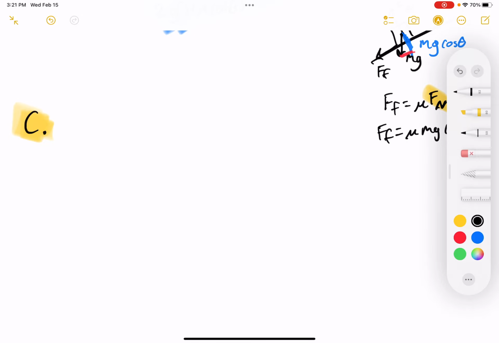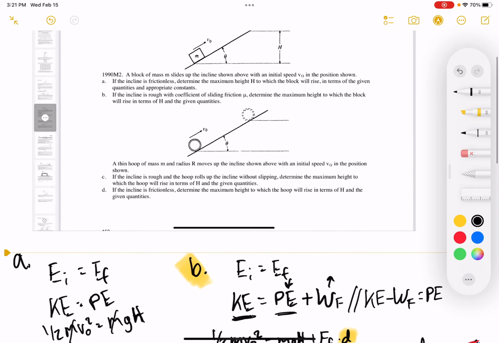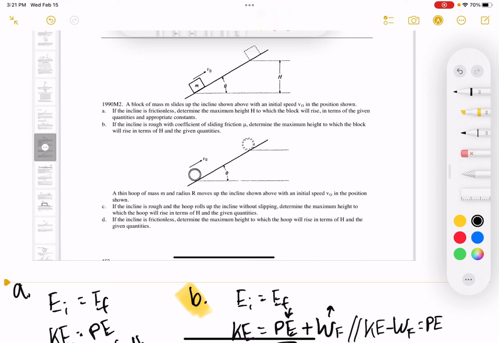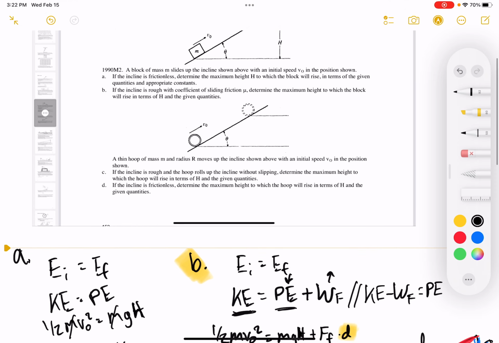Hello, let's look at part C. If the incline is rough and the hoop rolls, this time we have a thin hoop of mass m and radius r that rolls up the incline as shown with an initial speed v0 in the position shown. If the incline plane is rough and the hoop rolls up the incline without slipping, determine the maximum height which the hoop will rise in terms of capital H and the given quantities.